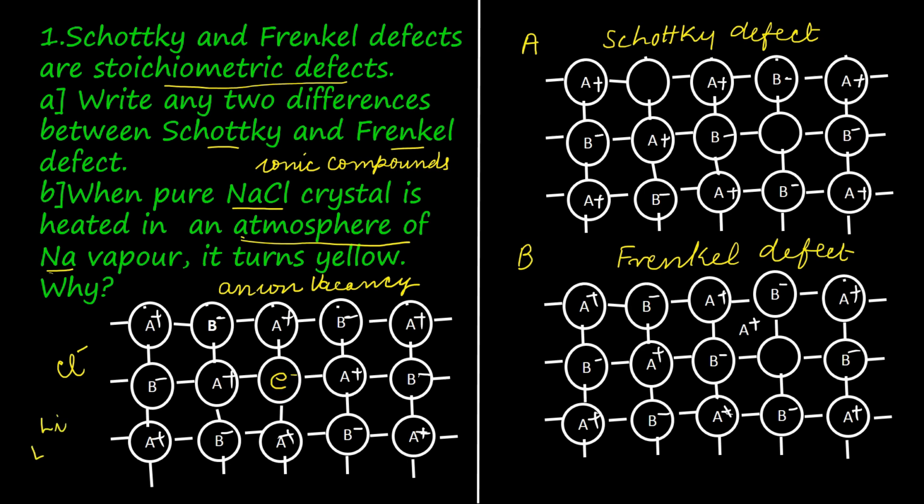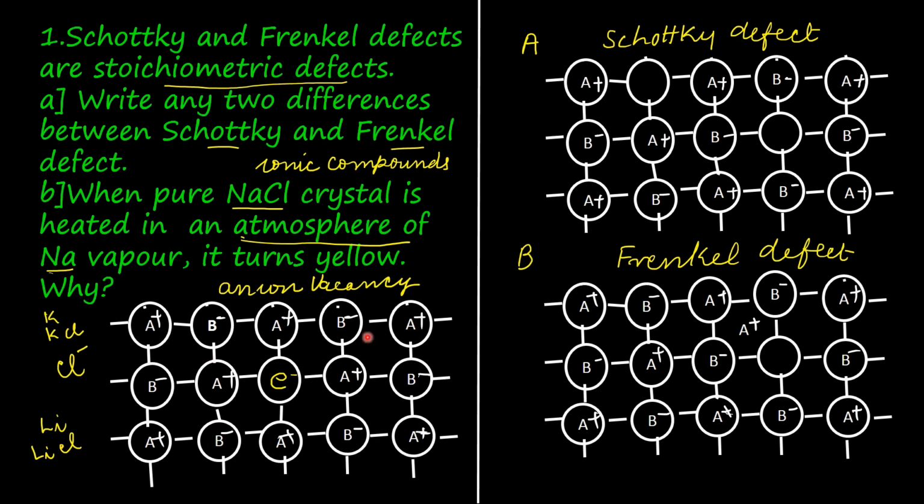Similarly, when lithium chloride is heated in the presence of lithium vapor, it imparts pink color. And also, potassium chloride when heated in presence of potassium vapor gives lilac color, that is violet. I included these two compounds also here because instead of sodium chloride they may ask a question based on any one of these. The principle and diagram are the same. I have explained it thoroughly well.